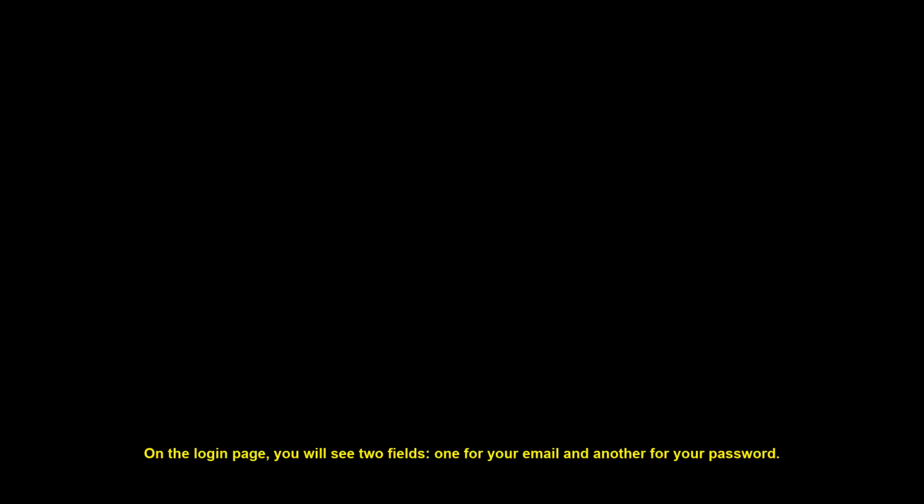On the login page, you will see two fields, one for your email and another for your password. In the email field, enter the email address associated with your ProofHub account. Next, move to the password field and type in your password. If you want the system to remember your login details, check the Remember Me box. After filling in your details, click on the login button to sign in. If your credentials are correct, you will be taken to your ProofHub dashboard.